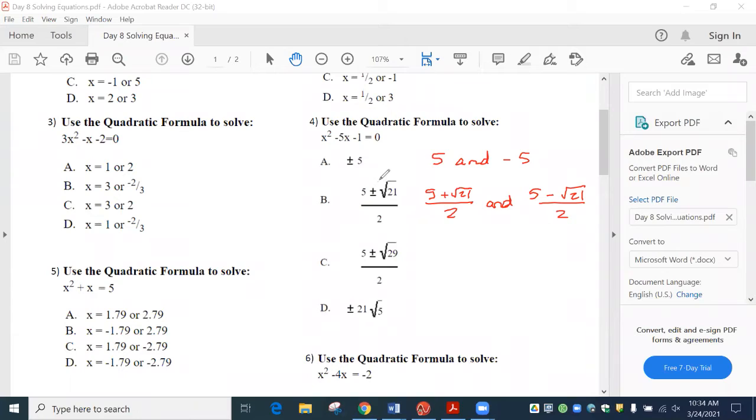So all this plus or minus means is that this is 2 separate kind of problems here. All right. And we'll talk about how we're going to deal with this. It's not all that bad.